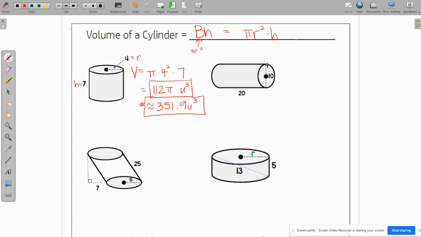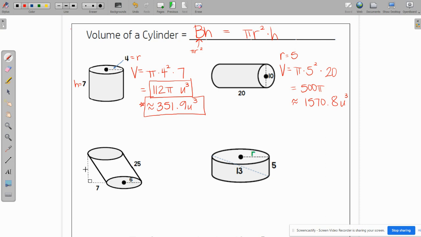In the second example, the diameter of the circle is 10, which tells us that the radius would be 5. And then this 20 gives us the height because, again, this length here is perpendicular to the circular base. So if we were finding the volume, we would take pi times the radius, which is 5 squared, and multiply it by the height of 20. 5 squared is 25, times 20 is 500. So 500 pi would be the exact volume. And if we were to approximate that, that would be 1,570.8 cubic units.